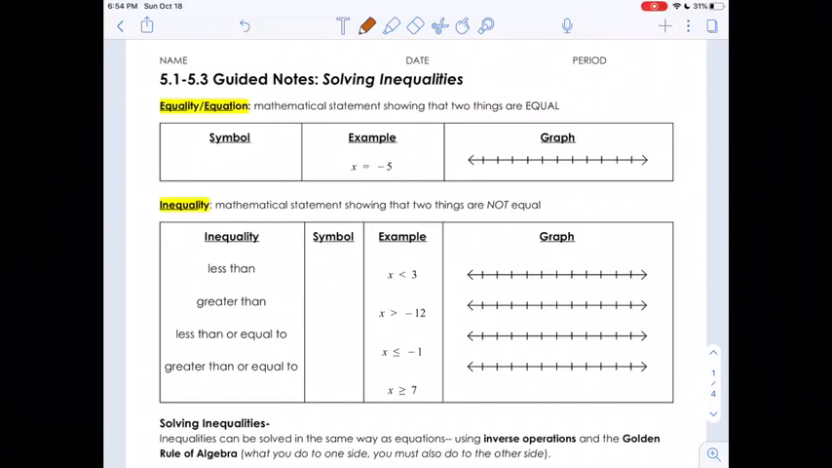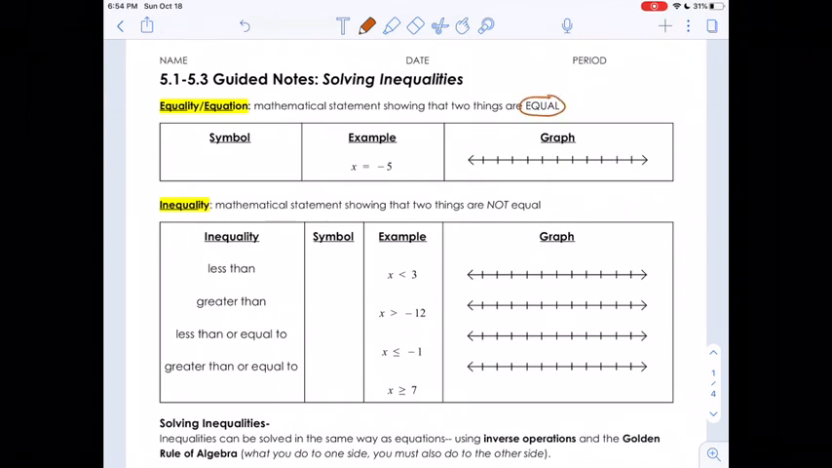In this video, I'm going to go over 5.1 to 5.3 guided notes, and we'll be talking about solving inequalities. So first, I want to talk about equality. Equality, or an equation, has the word equal in it. As we know, an equation, which is what we've been working with over the past several weeks, is a mathematical statement showing that two things are equal.